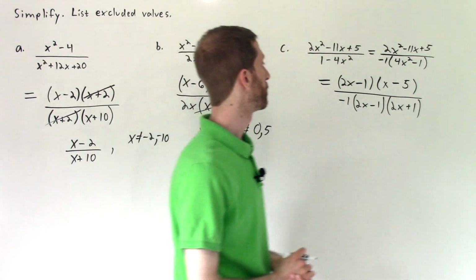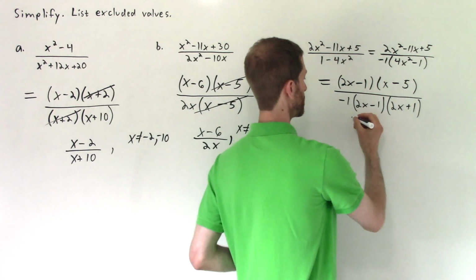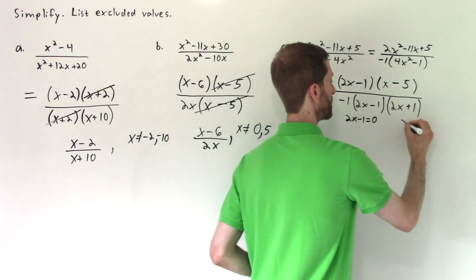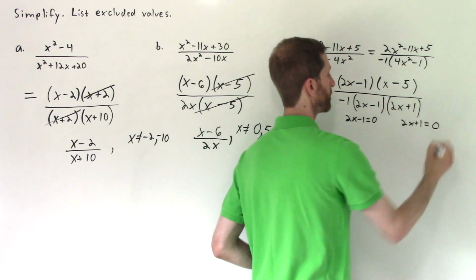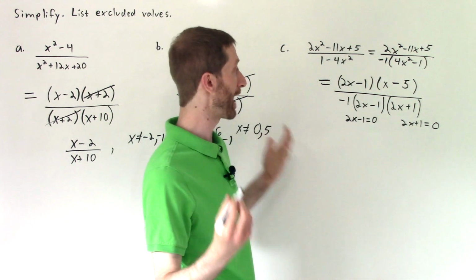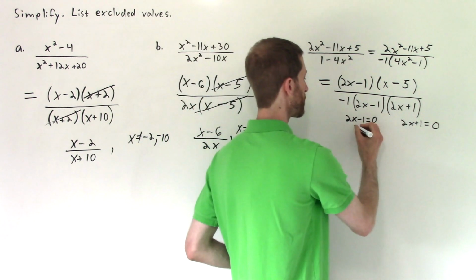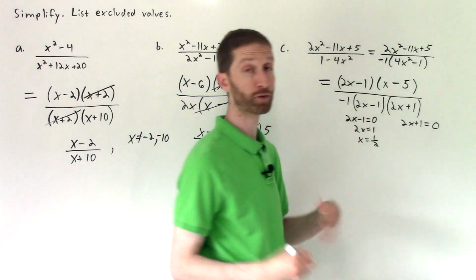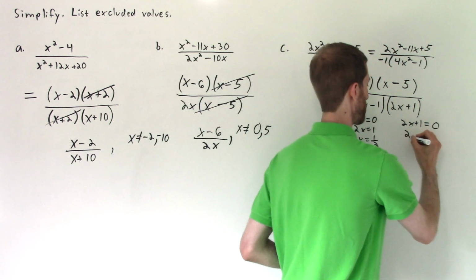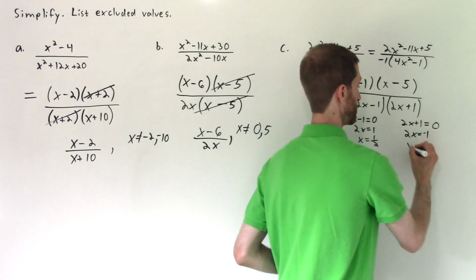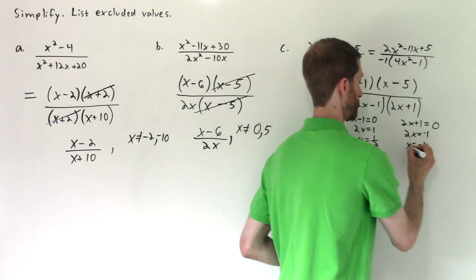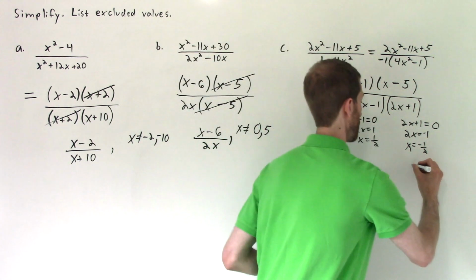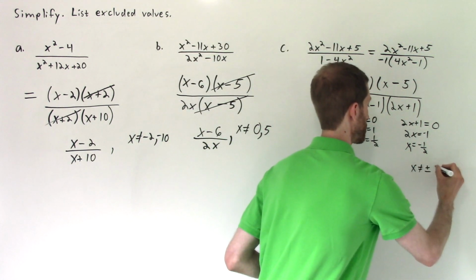Let's do it. So excluded value-wise, we just now need to set each of these equal to 0. Not as easy mental math-wise, so I'll do it out. So we're trying to figure out what would make the denominator 0 by setting our x terms equal to 0. Add 1 to both sides, and then divide by 2. So x equals 1/2 would make the denominator 0. Subtract 1 from both sides, and then divide by 2. So -1/2. So now we have our excluded values. So x cannot equal plus or minus 1/2.